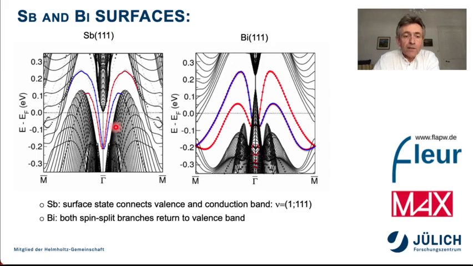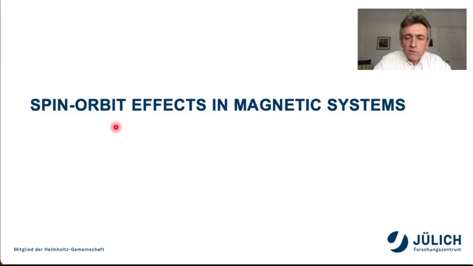Now these were examples of non-magnetic systems. Let me finally, in the last 5 minutes or so, discuss spin orbit effects in magnetic systems, where they are also very important, and our examples will probably come in the afternoon from this class of materials.